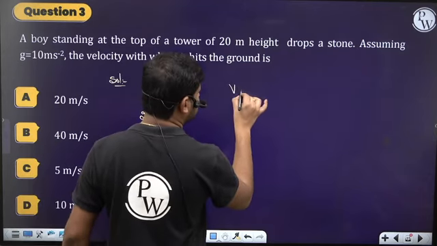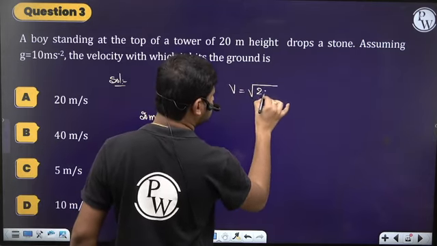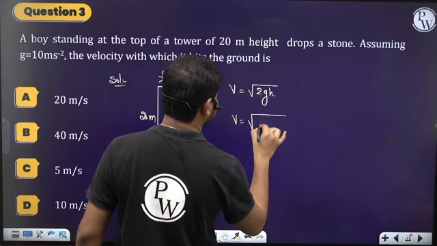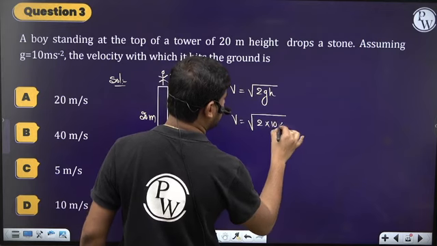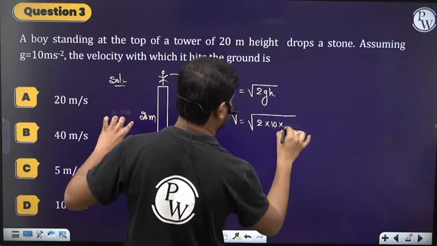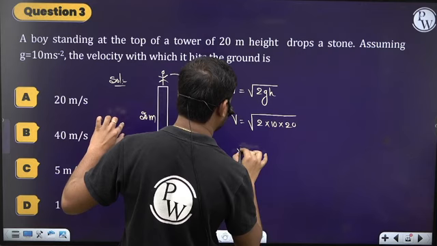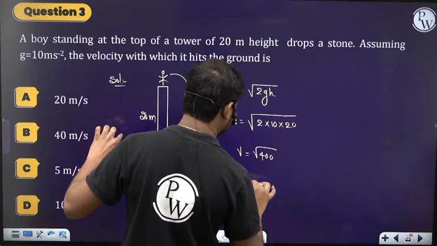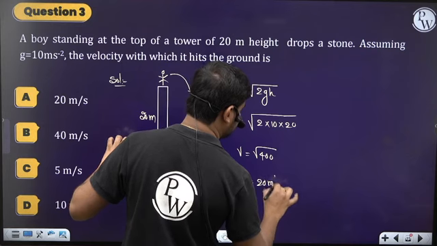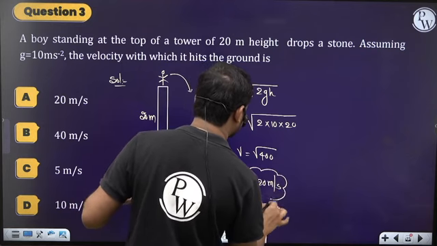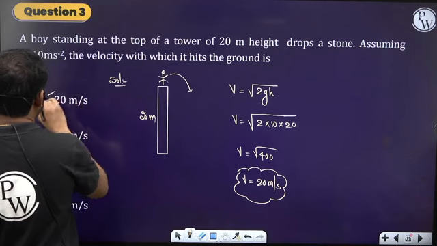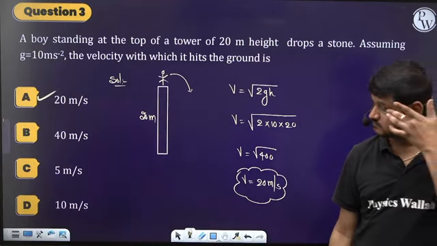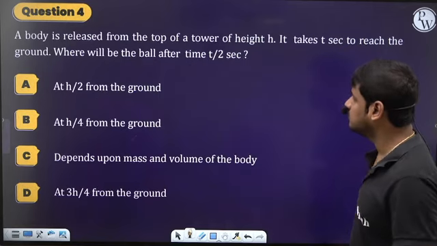We know the standard result v is equal to root 2gh, right? So v is equal to root over g value, take it as 10, into height, 20. Which is nothing but v is equal to root of 200 into 2, so square root of 400, which is equal to 20 meter per second. Direct question. v is equal to 20 meter per second. Option A is the correct one. Clear, everyone? Let's move further.